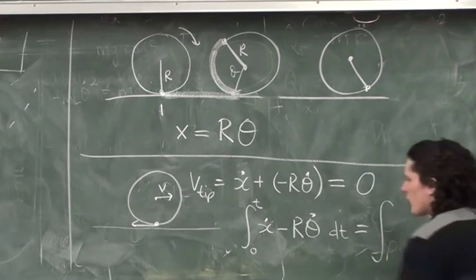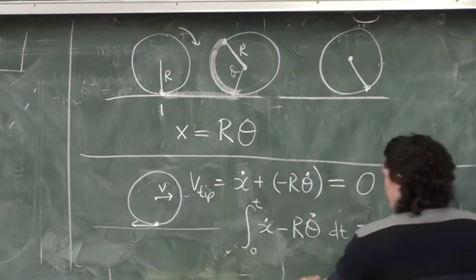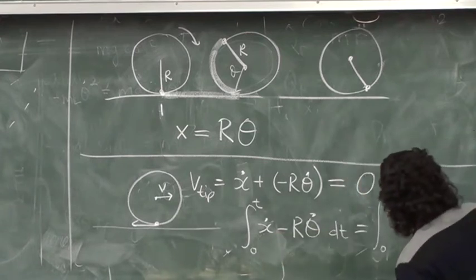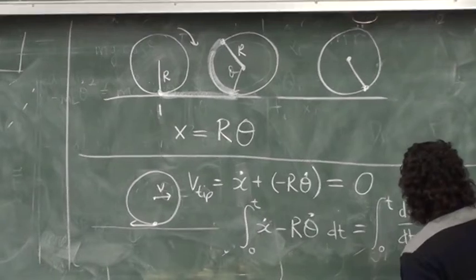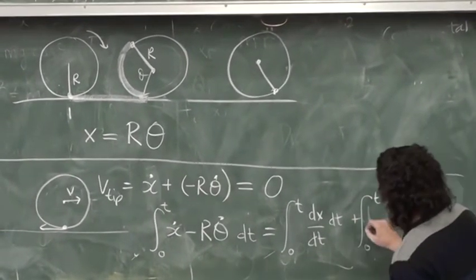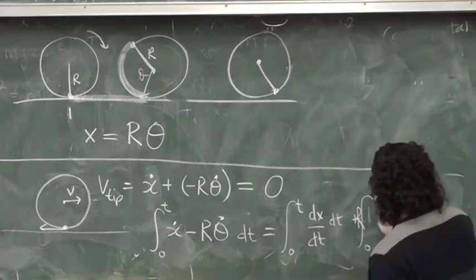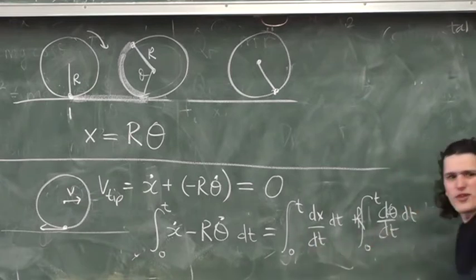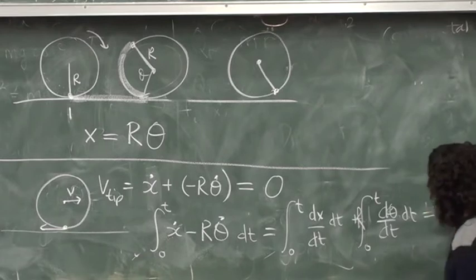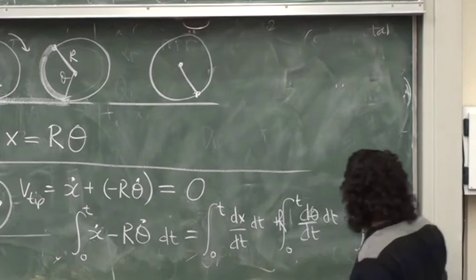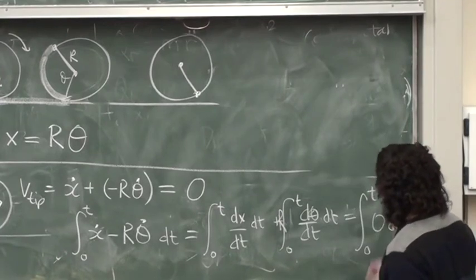So here we have, so what's the integral of x dot? So it's the integral from 0 to t of dx/dt dt plus the integral from 0 to t of, well, there's an r that comes out, it's important, d theta/dt dt. This is the fundamental theorem of calculus. These things are easy to figure out, right? We can integrate these out. And this is equal to the integral from 0 to t. Well, this was equal to 0, so this is equal to the integral of 0 dt. Right.